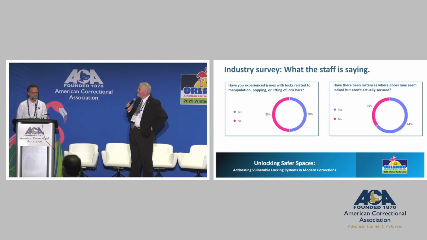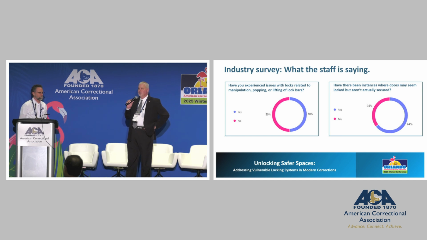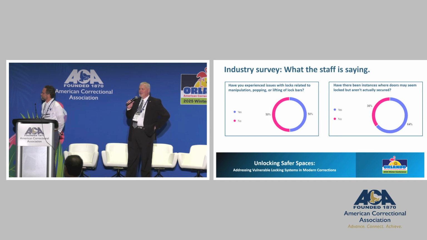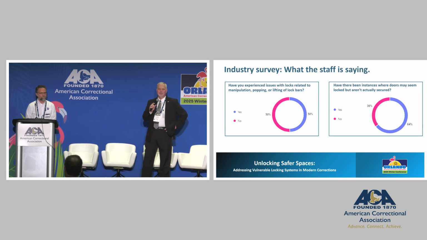We did a survey, and this is a telling stat, right? We asked if folks had experienced problems with their locking devices, and we got a 50-50 yes and no. That's pretty cool, but the telling stat is, have you ever had doors that you thought were locked that were not, that were showing green indications, and they were not actually locked because of the inmate's manipulation? 64% of the folks came back and said, we've had that, we've lived through that.